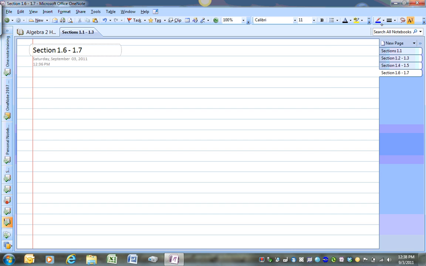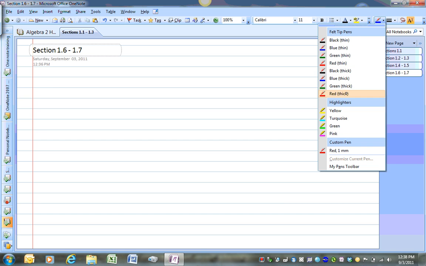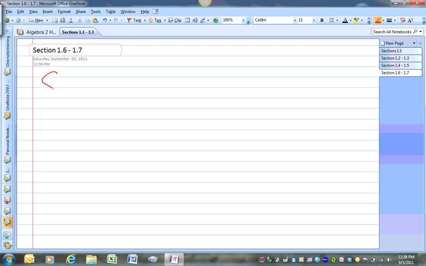So let me get my right pen here. And in spirit of Stanford's opening game tonight against San Jose State, we'll go with red.